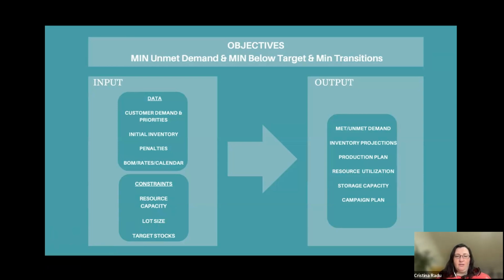And then you run the solver, and then what do we get back? We get back the results which tell us which demand is met, which demand is unmet. Also the inventory projection, so the ending inventory for each bucket. And this is where the planner starts analyzing the plan. Then the production plan, what has been produced, where, and so on. Resource utilization, so how much of the available capacity is used to produce what we need. Storage capacity, and if we have campaign planning, you also have a campaign plan.